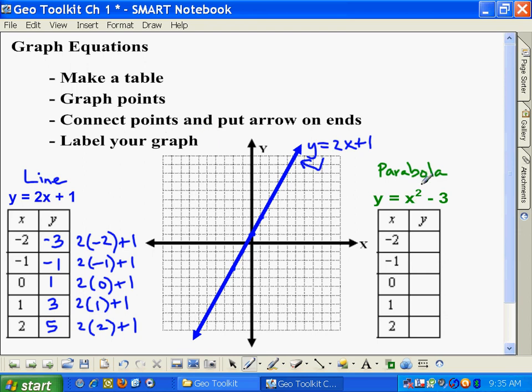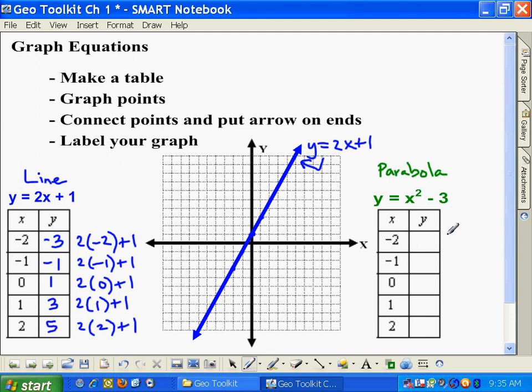Now we're going to look at this graph over here, and this one is called a parabola. Okay, and this is going to be a U-shaped figure. It will not form a line, and the reason we know that is the highest power of x is x squared. Okay, so we're going to plug in the values right down here, -2 all the way through +2, into this equation and see what happens.